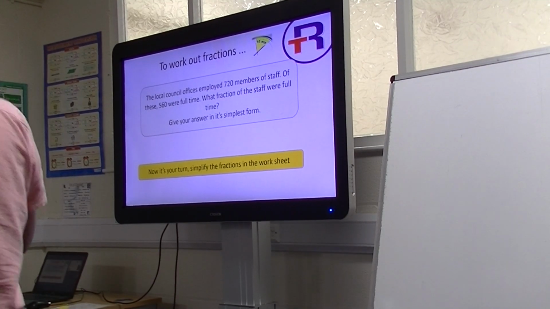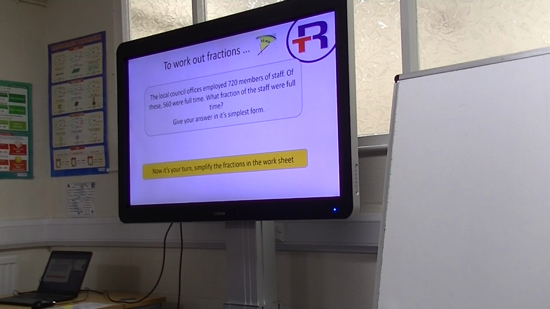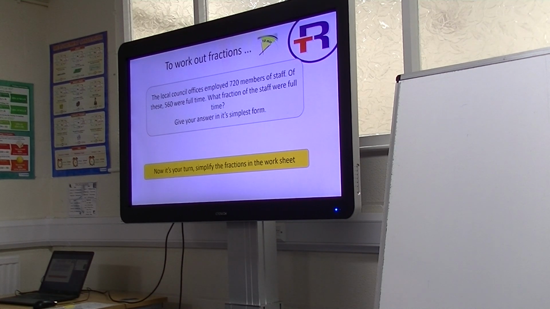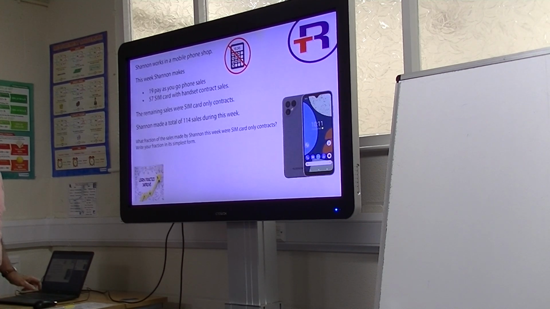So what we've learned so far is how to build a fraction. We did that with our names, yeah? And how to simplify a fraction. So we're going to combine these two skills that we've just learned, and we're going to combine them by answering an exam-style question. Okay? And this is it.